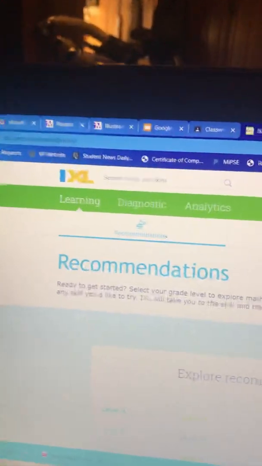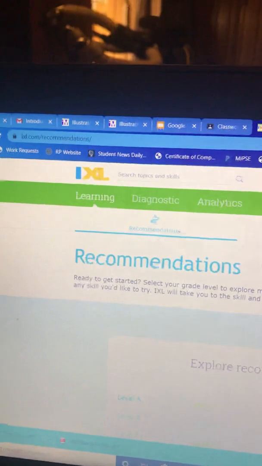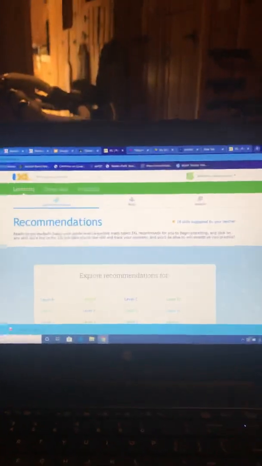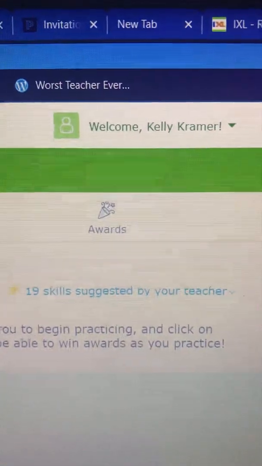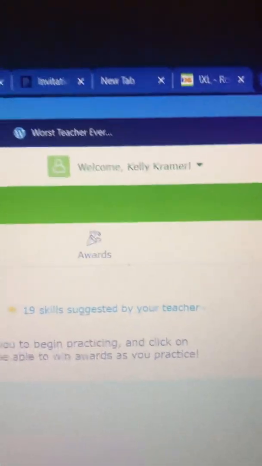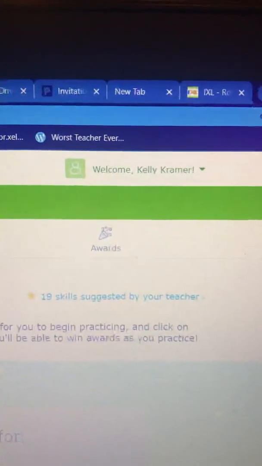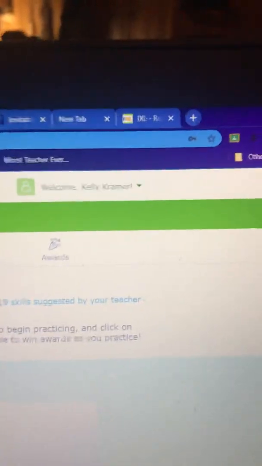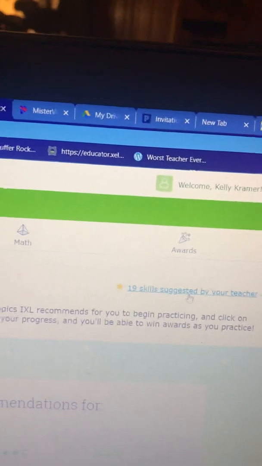So once you've logged in for the very first time, you have this page that says recommendations. Try to scroll out so you can see the whole screen. To the right side of your screen, this is where you need to focus. It says 19 skills suggested by your teacher. So I went ahead and created a student account for me so that I can show you how to navigate through this. So I'm going to click on those 19 skills suggested by me, the teacher, okay?